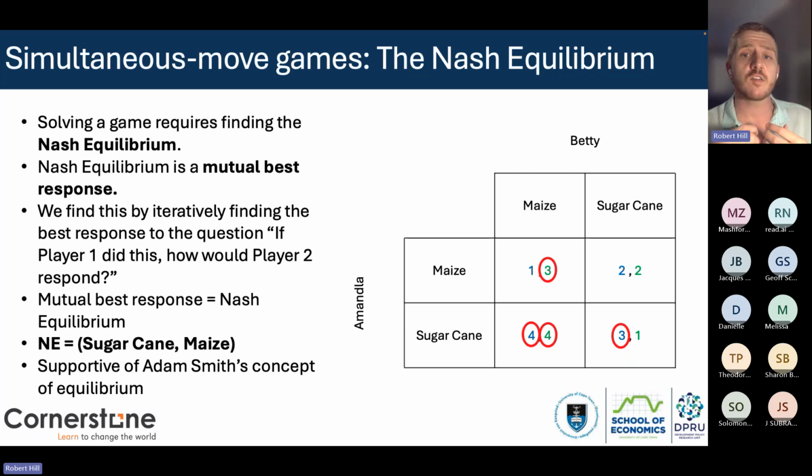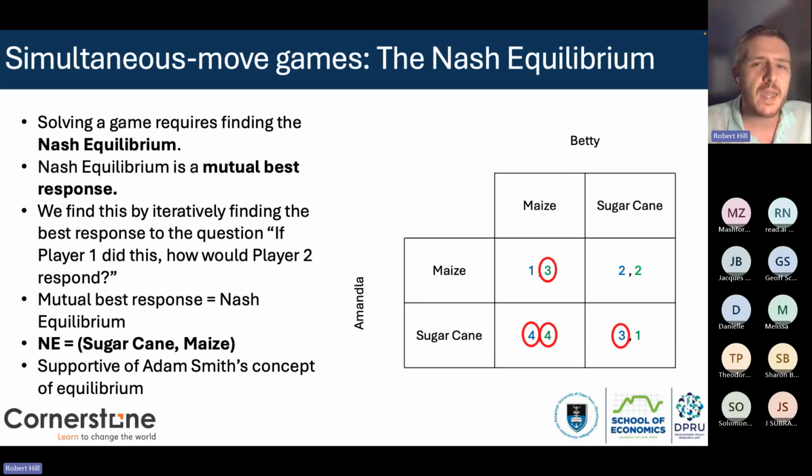So this is supportive of the equilibrium concept that you've seen in the past, right? Adam Smith's concept of equilibrium, which tells us that individuals, when they act selfishly, could actually lead us to outcomes that are beneficial to society as a whole. But that's not always the case, right?